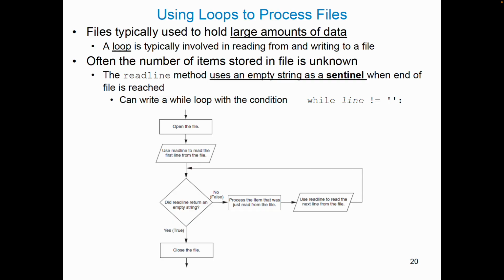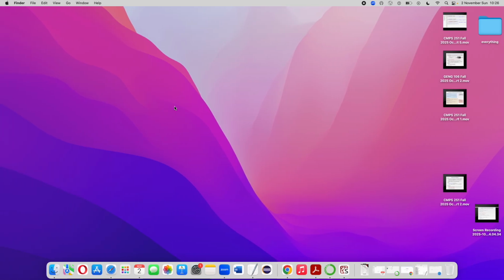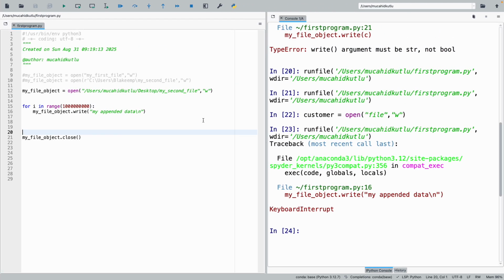The readline method also uses the empty string as a sentinel value, which means that when it comes to the end of the document, when there is no more line to read, it returns an empty string. So we will use this to be able to read all the lines in a document. How will I do that? Well, first, let me create this file again.